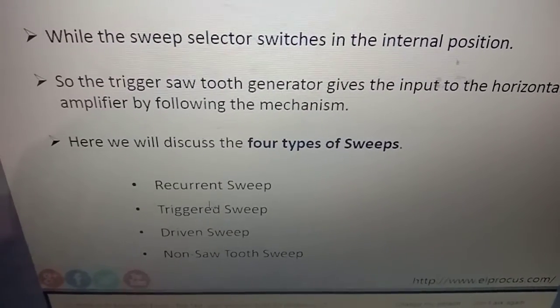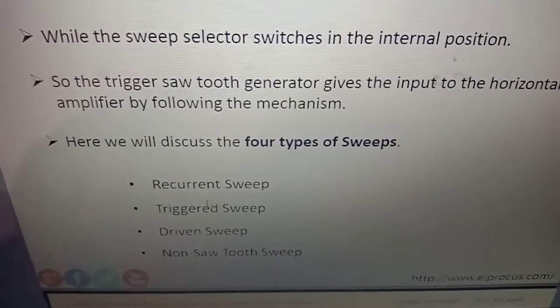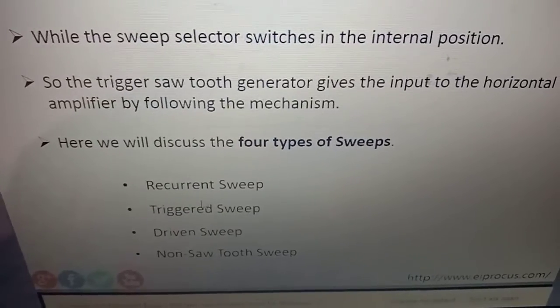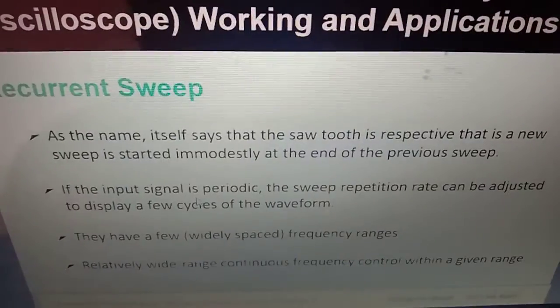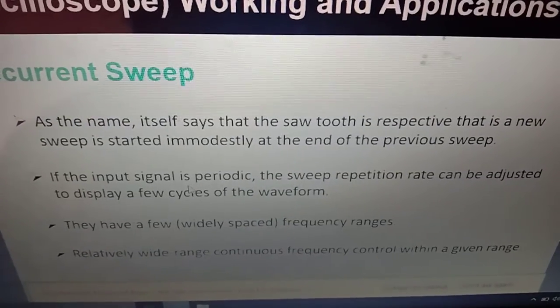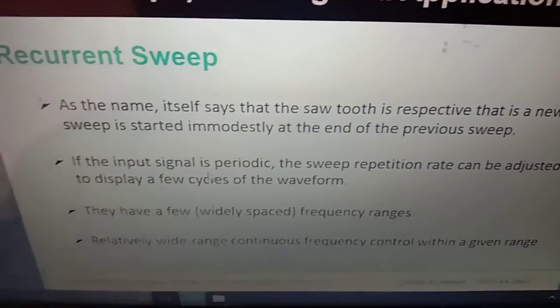There are 4 types of sweeps: recurrent sweep, triggered sweep, driven sweep and non-sawtooth sweep. Recurrent sweep is one where a new sweep starts immediately at the end of the previous sweep.